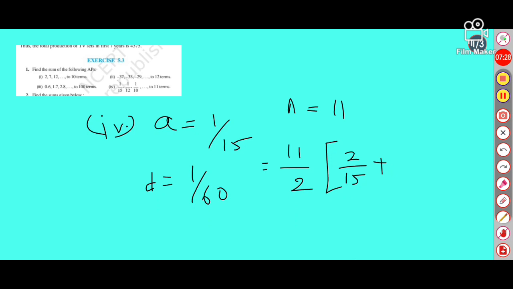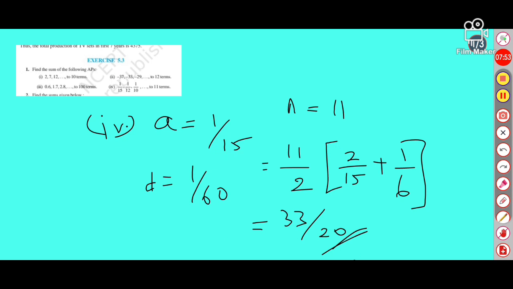Ten by 60, so 1 by 6. So when you solve this, 11 by 2 into 2 by 15 plus 1 by 6, you get 33 by 20. You can leave this, or you can divide it, that's not necessary. They are asking to find the sum of the entire AP, so 33 by 20.